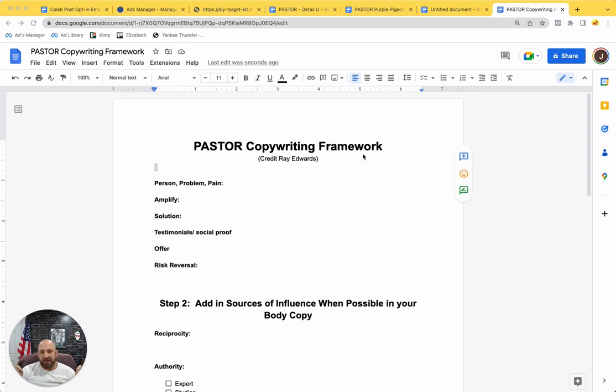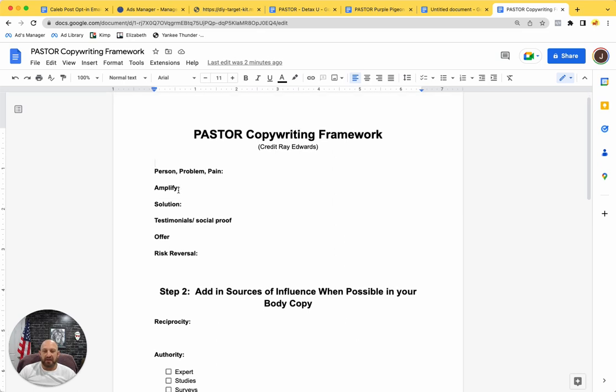So here's the thing. There are lots of different copywriting frameworks out there. I teach my team this one called PASTOR from Ray Edwards. I like it because everybody can remember the acronym PASTOR. You're leading your customers to water, however you want to look at that. And I really like that. I just think my team has a harder time remembering the other ones, so I built this one for PASTOR. So it stands for person, problem, pain, amplify with the pain really, or the solution. The solution, testimonials or social proof, offer, and a risk reversal.